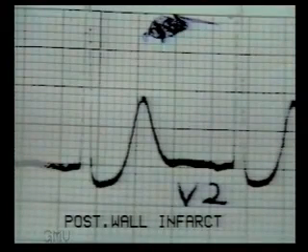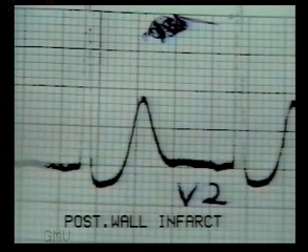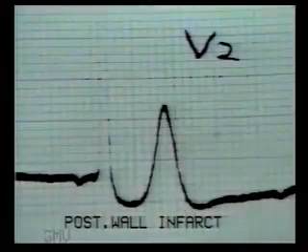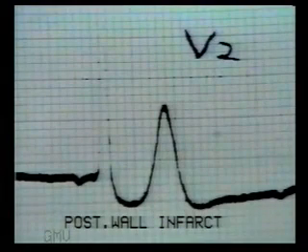And if the T wave is tall and ST segment is depressed, it may be a true posterior wall infarct, which is seen on ECG as reciprocal changes in V1 and V2 with ST segment depression and tall T waves. Note once again ST segment depression and tall T waves in V1 and V2 in posterior wall infarct.